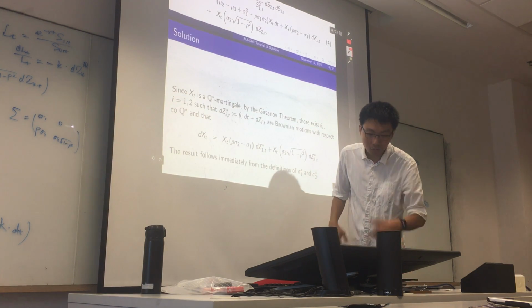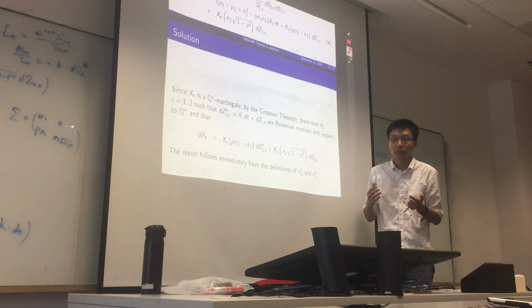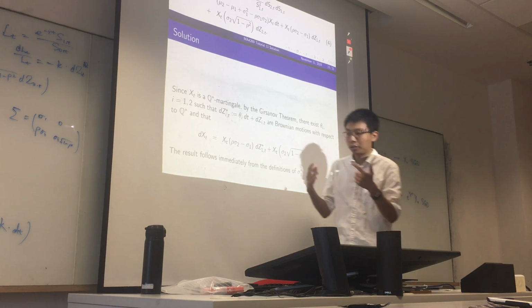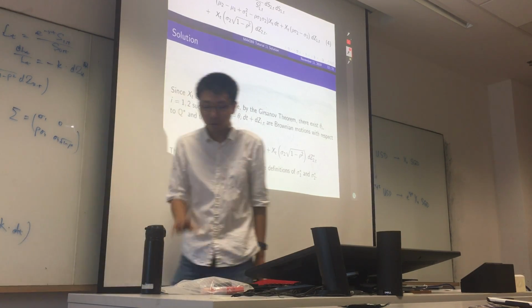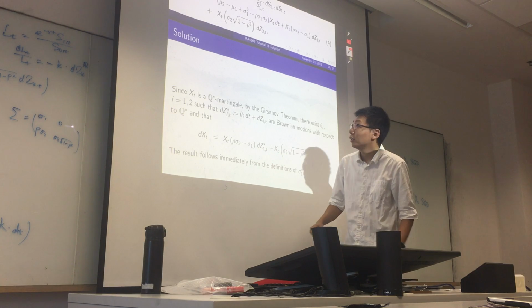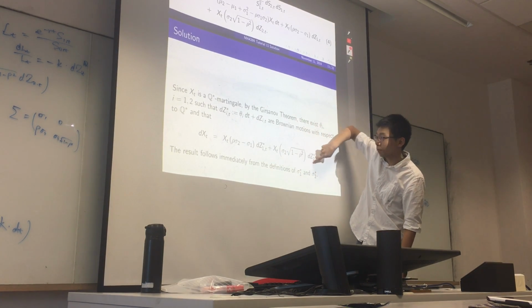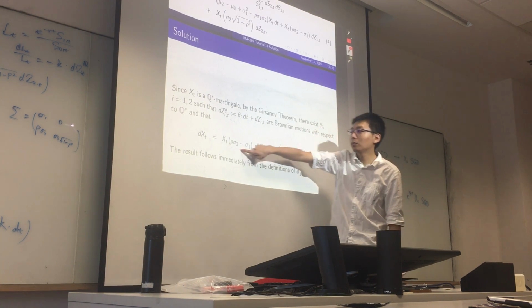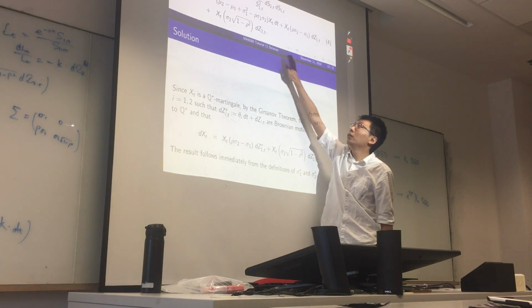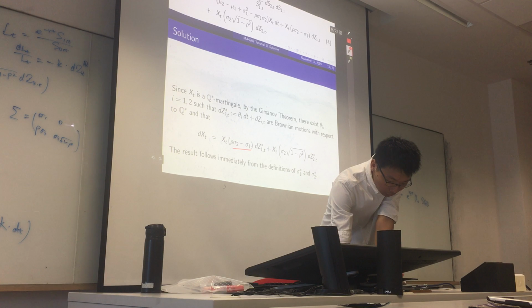But we always know that in the Girsanov theorem, the volatility term will never change. Just like here, this sigma is always the same sigma. Volatility never changes. So the dynamic on the P world and the dynamic on this Q star world will share the same volatility term.